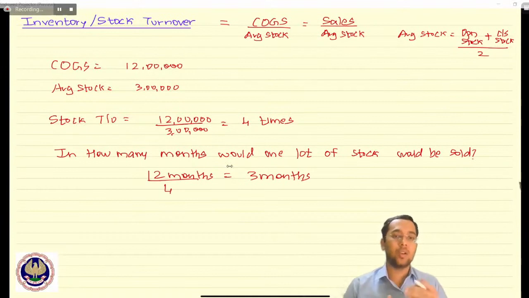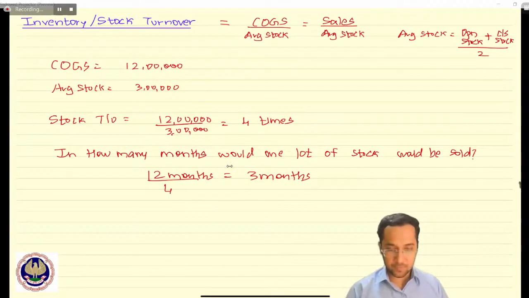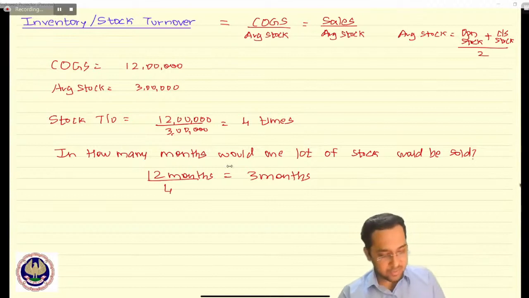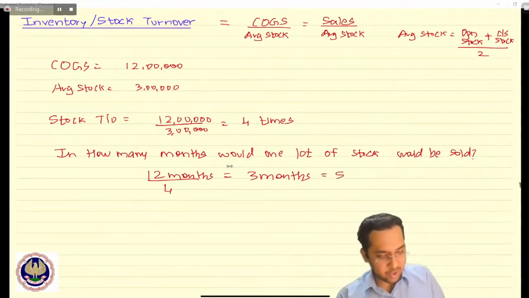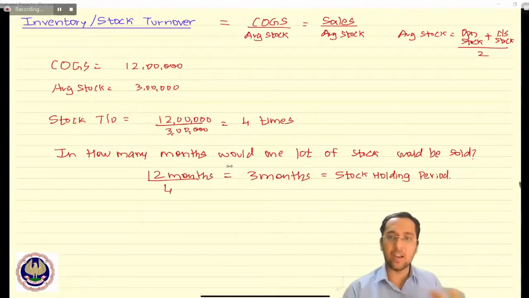Like one full lot will be sold part by part, but for that entire lot to be liquidated, we are going to take 3 months. Okay. Basically, this 3 months we generally say as the stock holding period, or inventory holding period, which is also said on the same lines.